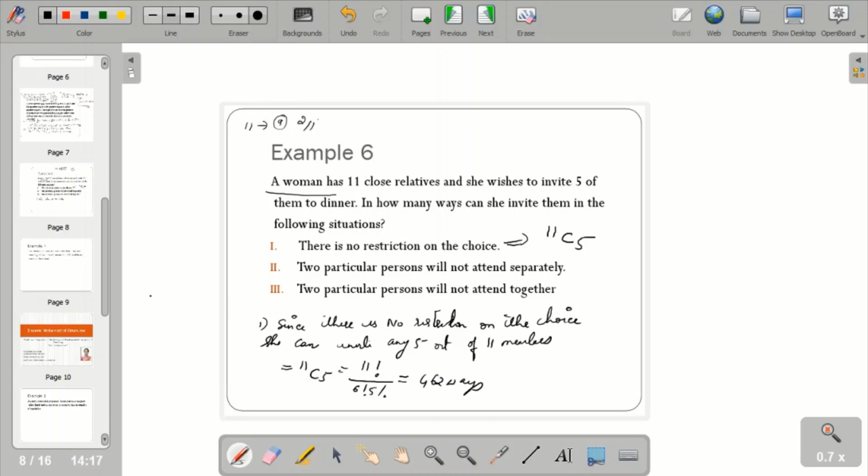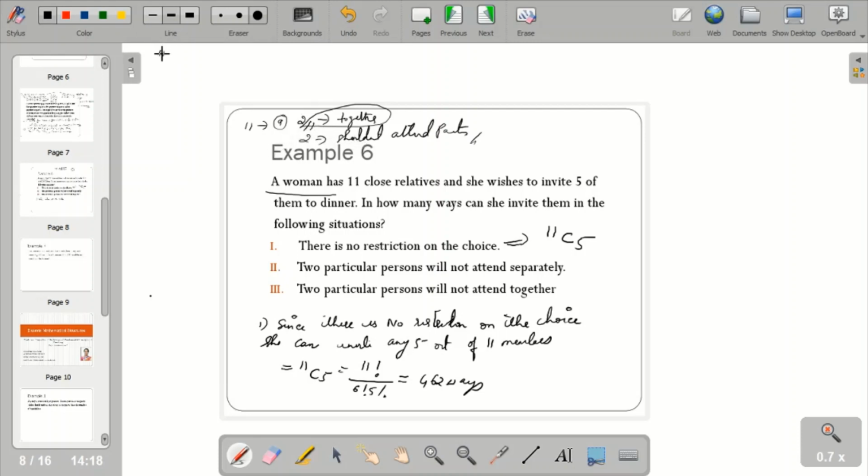Two people will attend the party together, meaning they will not attend separately. That means they should attend together, or they should not attend the party itself. Either they should attend together or they should not attend the party at all. So that is the meaning of this second statement.